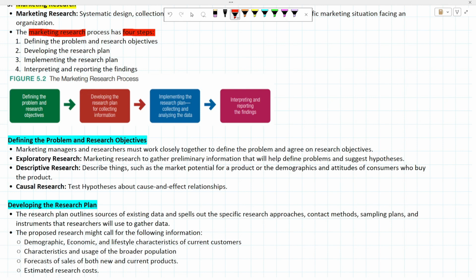Exploratory research is marketing research to gather preliminary information that will help define problems and suggest hypotheses. Descriptive research is used to describe things such as the market potential for a product or the demographics and attitudes of consumers who buy the product. Causal research is used to test hypotheses about cause and effect relationships.